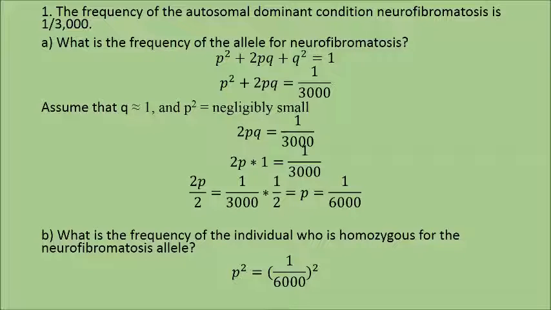For part B, it says, what is the frequency of the individual who is homozygous for the neurofibromatosis allele? So if somebody is homozygous for that allele, that means that it's p squared. So we're looking for p squared. So p times p is 1 over 6,000 times 1 over 6,000. So that's our final answer, and that's how we get that.